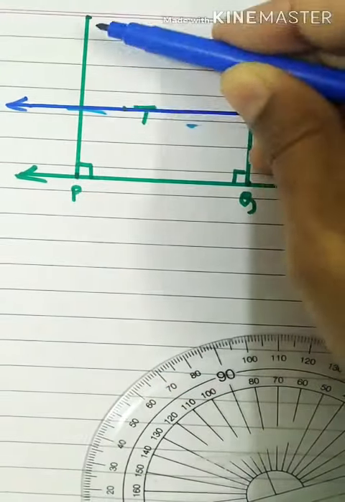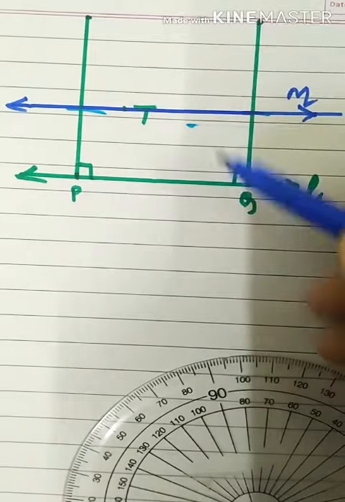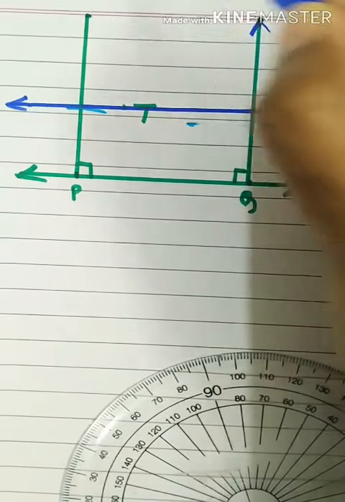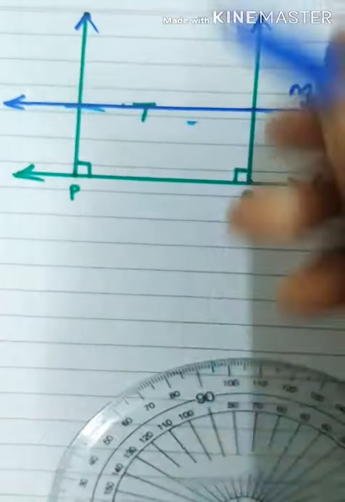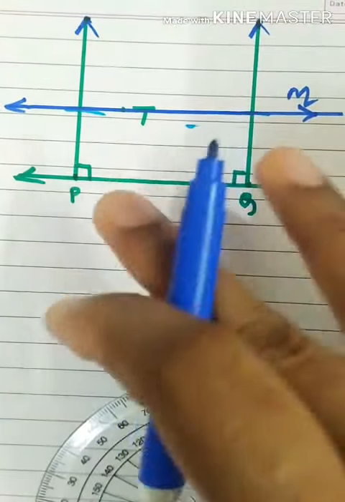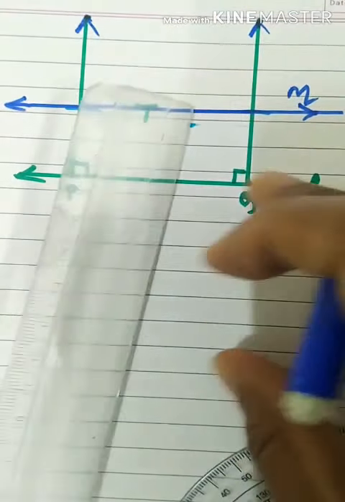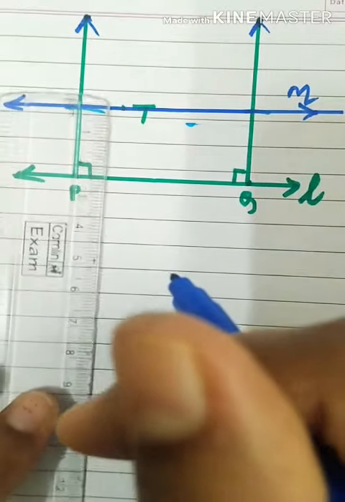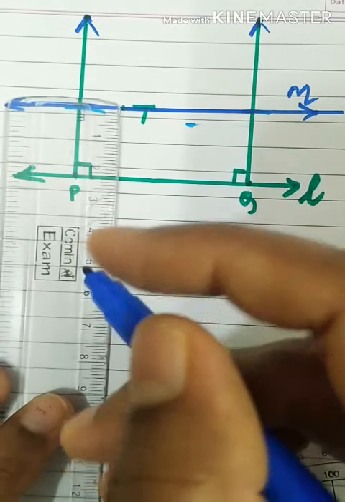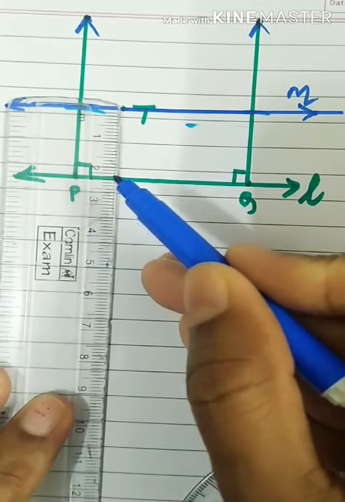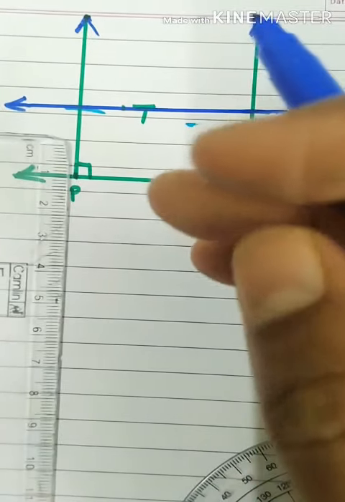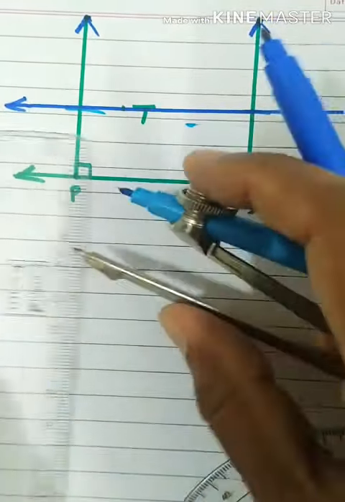After that, draw the perpendicular. Put the sign. Here you put an arrow. Put the perpendicular sign. After that, using scale, we measured the distance of point T. So here the distance was roughly 2.2. Then that distance I took on compass, 2.2 I measured on compass.